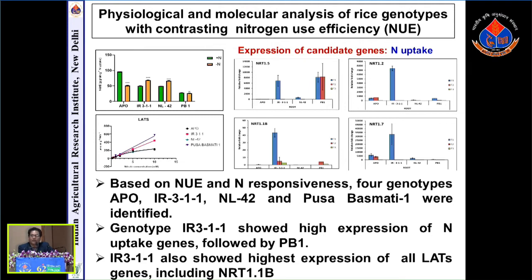They found that based on nitrogen uptake and nitrogen responsiveness, they identified 4 genotypes, and among them the genotype IR311 showed high expression of nitrogen uptake genes, followed by Pusa Basmati 1. Also the same genotype IR311 showed the highest expression of all the LATS genes, including RT1.1b.